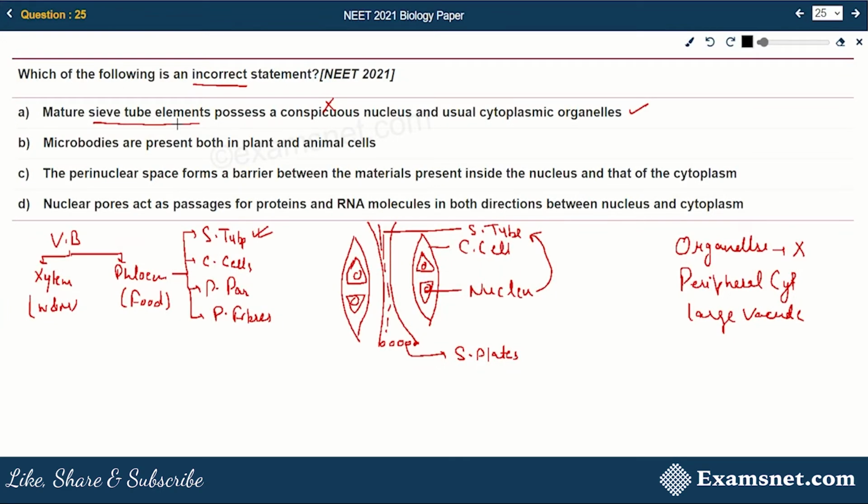Now, the next option is, microbodies are present both in plants and animal cells. This is a correct statement. Option C, the perinuclear space. So what is a perinuclear space? The space around the nucleus, right? So this space, as you can see here, acts as the wall of separation between the nucleus and the cytoplasm. So it acts as a barrier between the materials present in the nucleus and that in the cytoplasm. Now option D is, nuclear pores act as passages for proteins and RNA molecules in both directions between nucleus and cytoplasm. This is also a correct statement.